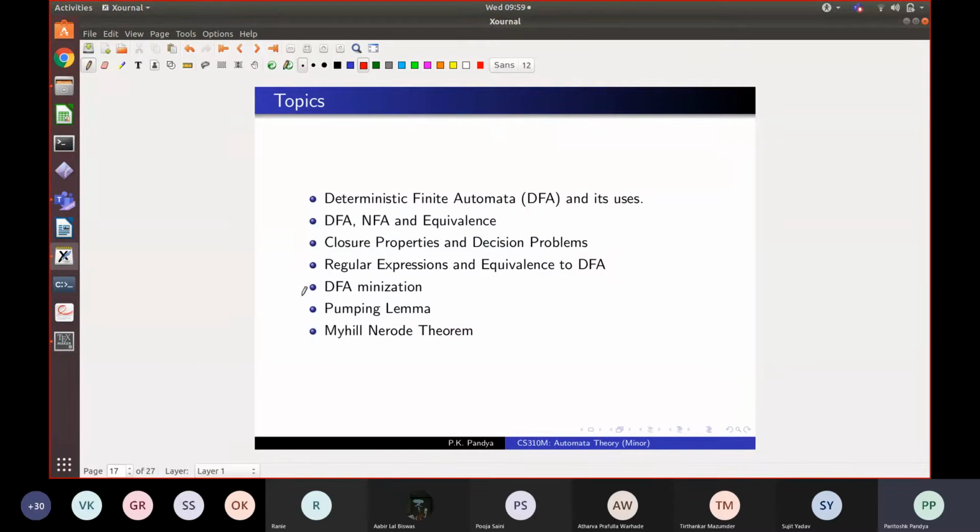So the topics we'll cover in this finite state automata model are these. I will not read them out because currently they don't make any sense. But today this is what we are going to do. We're going to consider one particular type of finite automata called deterministic finite automata and see some of its uses.